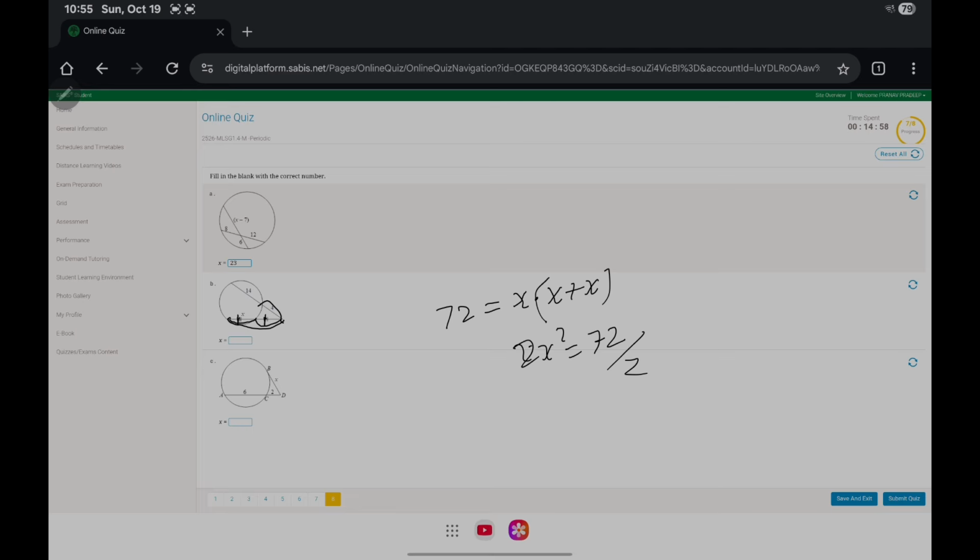Divide 72 by 2. 36. X squared equals 36. X is equal to 6. Radical 36 is equal to 6.